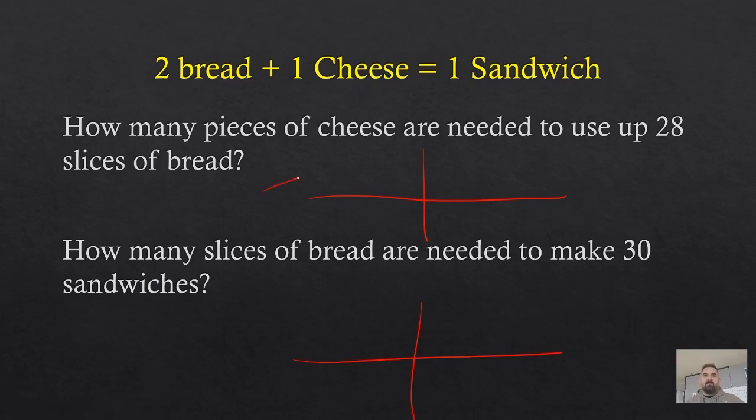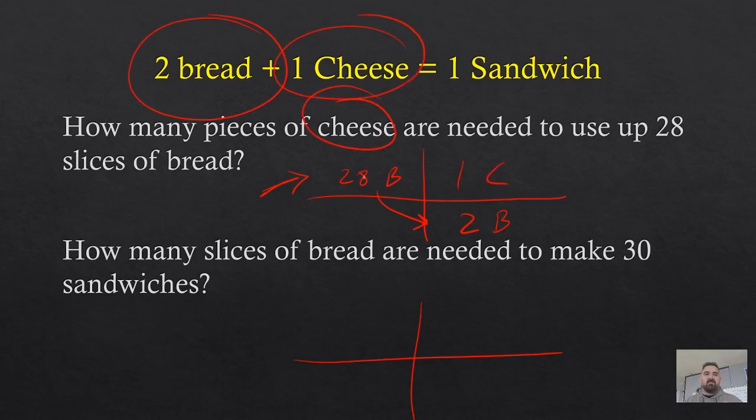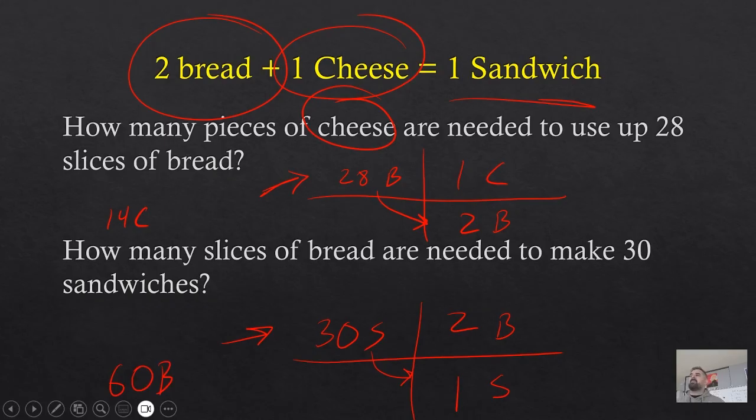So what's our given in the first one? 28 bread. What goes down here? Bread. And then we're going to grab our number from the equation. So 2 bread. And then how many cheese do we need for every 2 bread? So 1 cheese. So 28 divided by 2, how many cheese do we need? 14 cheese. Now the next one, what is our given information? 30 sandwiches. What unit goes down here? Sandwich. So for every 1 sandwich, how many bread do we need? 2. So 30 times 2, how many bread? 60 bread. Does this make sense?